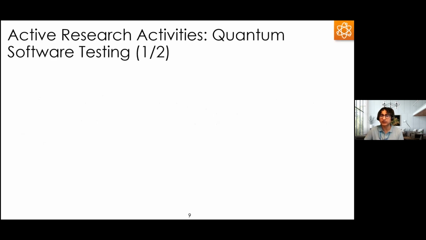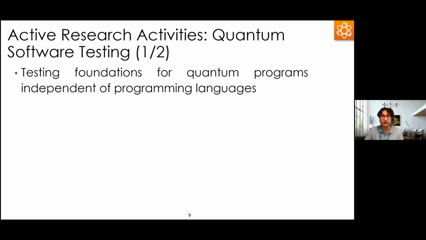So in terms of active research activities, these are the research activities I will briefly mention, for which we have either some external funding or some internal strategic funding to support these activities. And we hired a few PhD students who will hopefully start soon to help us with these activities.